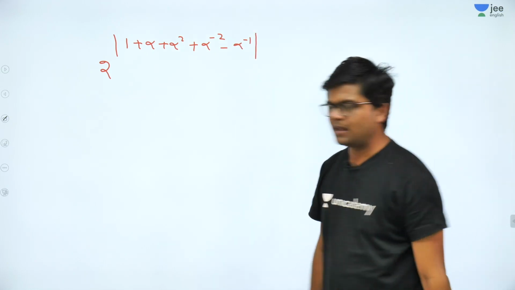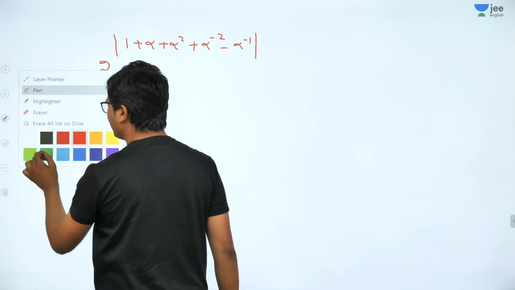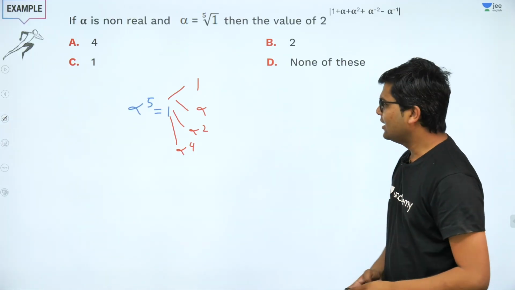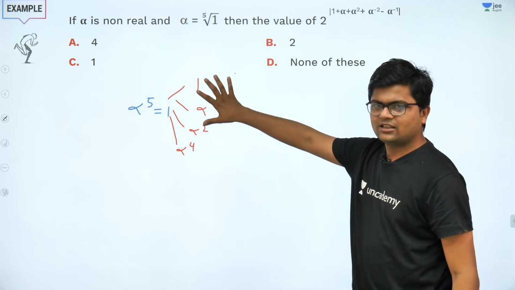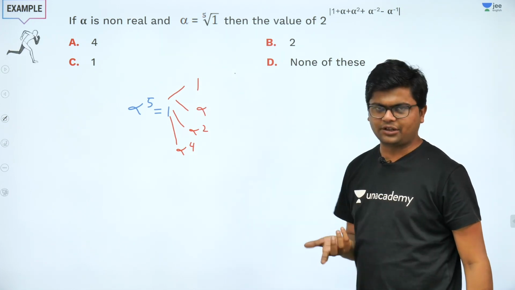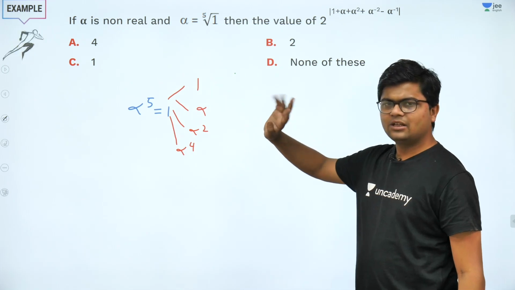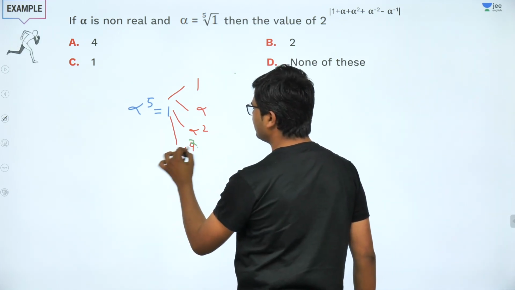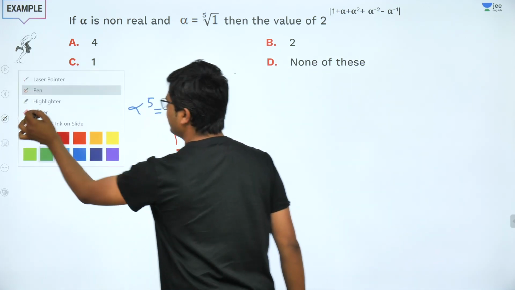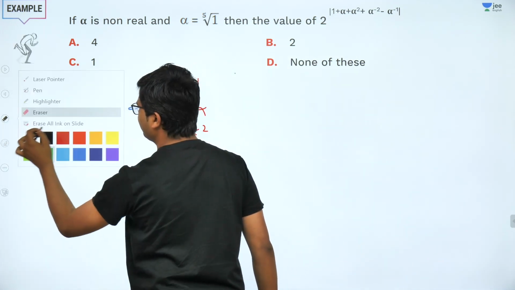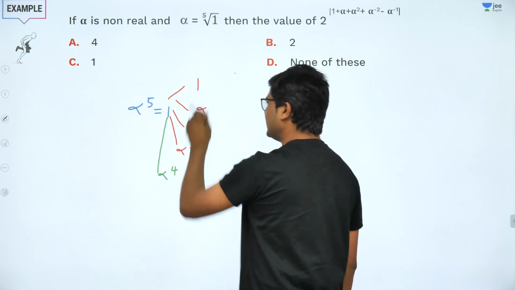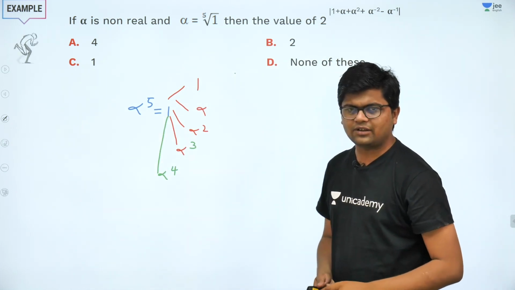This is the question. Now a very important concept has been asked by this question. Let us suppose this is the fifth root of unity. Out of them one is real. Now alpha cube, alpha square, let me write alpha cube also so that it becomes clear. Alpha cube and alpha raised to power 4 are the 4 complex roots out of these 5.